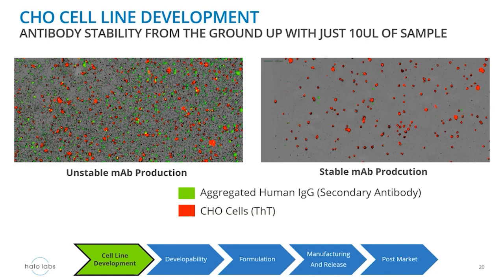So here on the left, we have an unstable cell line, so unstable mAb production. On the right, we have stable mAb production. We've tagged our human IgG with the secondary antibody, and we've stained our CHO cells with thioflavin T. And as you can see on the left, we have far more protein aggregates when compared to the image on the right, where we have stable mAb production.